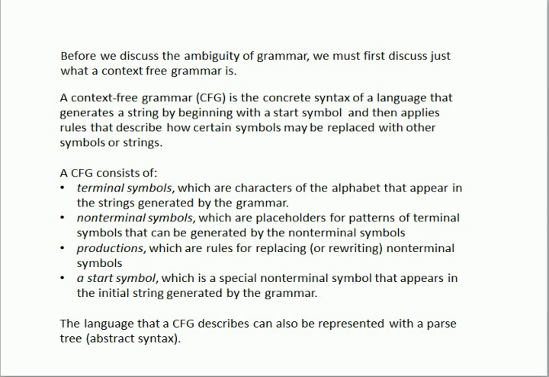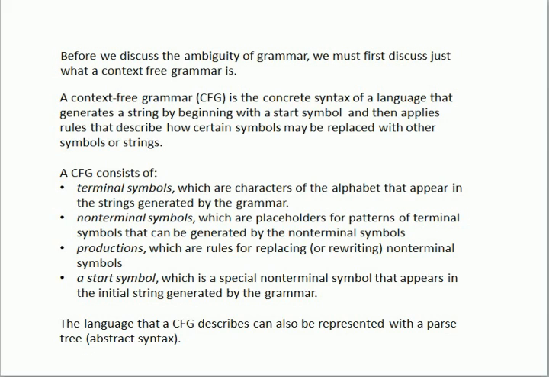Before we discuss the ambiguity of grammar, we must first discuss just what a context-free grammar is. A context-free grammar, or CFG, is the concrete syntax of a language that generates a string by beginning with a start symbol and then applies rules that describe how certain symbols may be replaced with other symbols of strings.